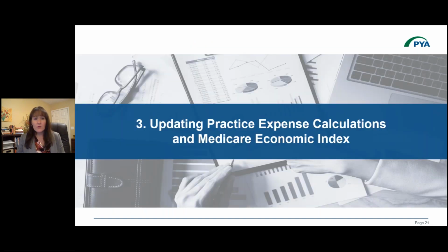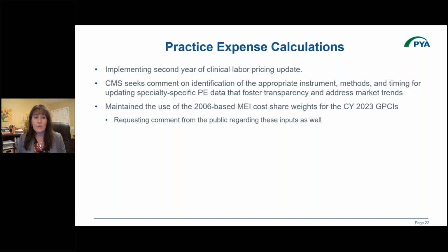So we will move on now to the practice expense calculations and the MEI components. Basically, as a part of the practice expense changes, we're implementing the second year of the clinical labor pricing update, but CMS is still seeking comment on trying to determine the best way to get practice expense to keep up with changes in costs that are occurring pretty rapidly, as we've seen in the past few years. The market trends are hard to keep up with. If we're basing something on 2006, for example, we're not going to be understanding where we are in 2023.